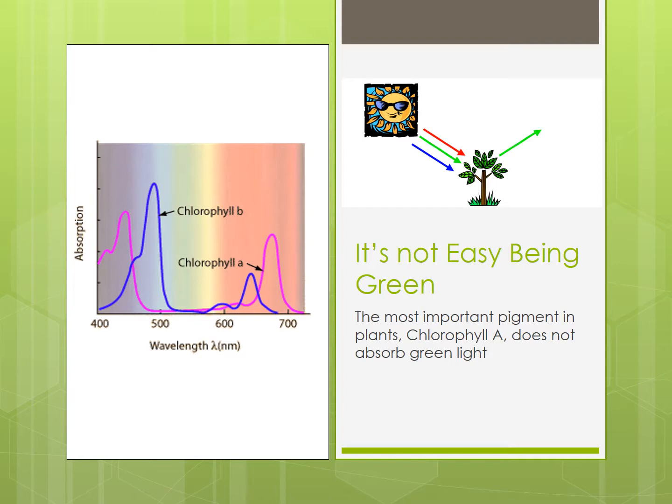If there's no absorption, what's happening? It's being what? Reflected. So what color are you going to see when you have chlorophyll A and B in a plant? Blue is absorbed and red is absorbed, so what's being reflected? Green. Thus, plants are green.